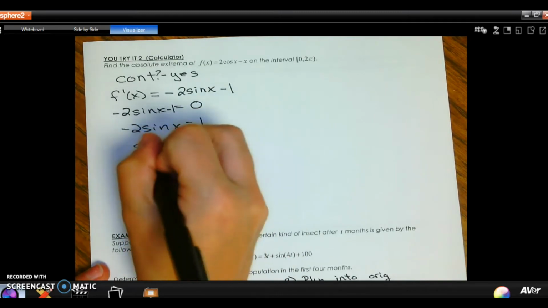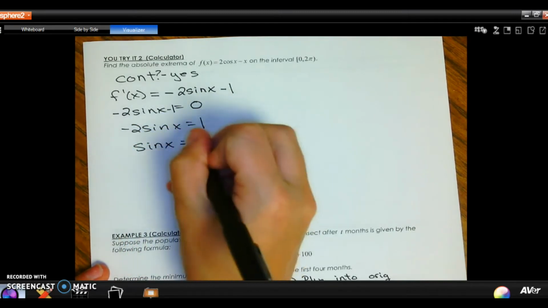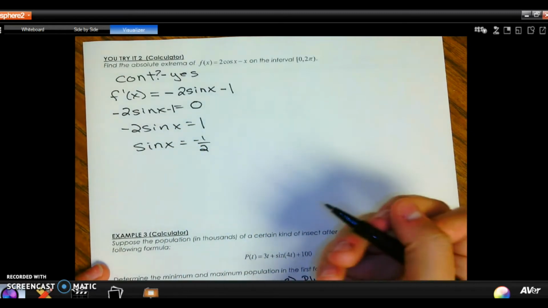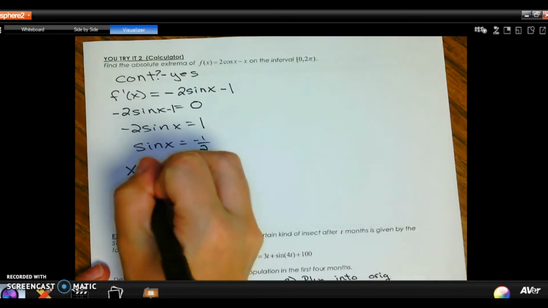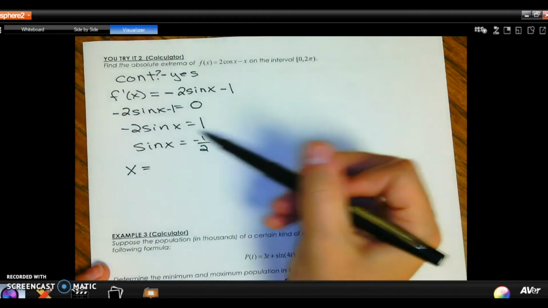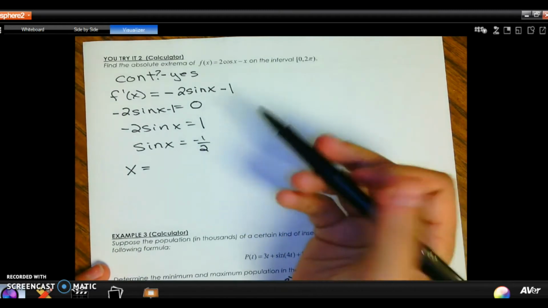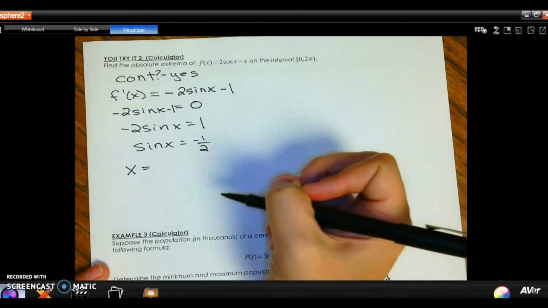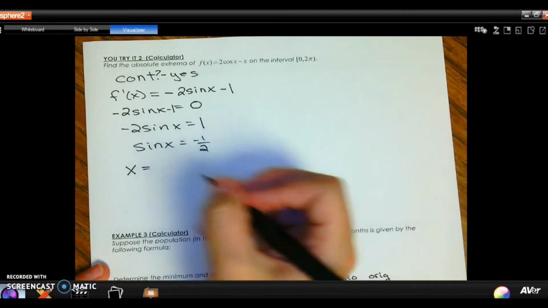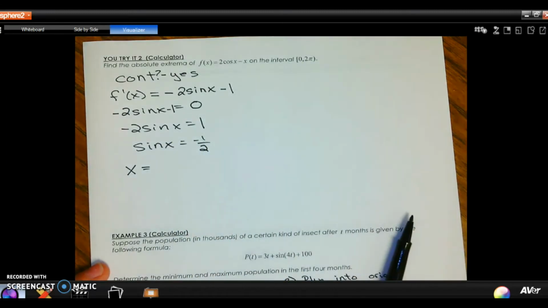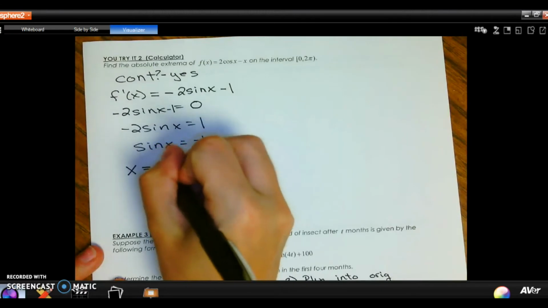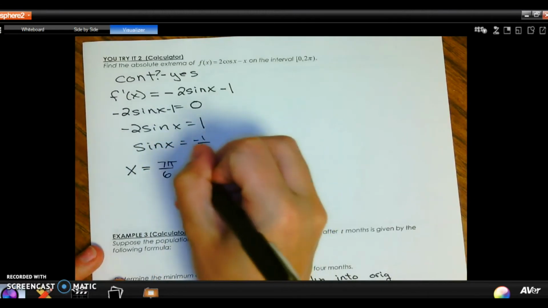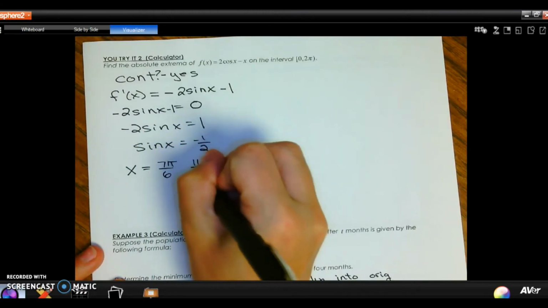Divide both sides by -2. And I get a -1/2. So this is where you're technically inversing. Most of you would just say, where on my unit circle is the y value equal to -1/2? So hopefully you know that that's going to be done in quadrant 3 and in quadrant 4, where the y value is negative. Okay? So that's 7 pi over 6 and 11 pi over 6.